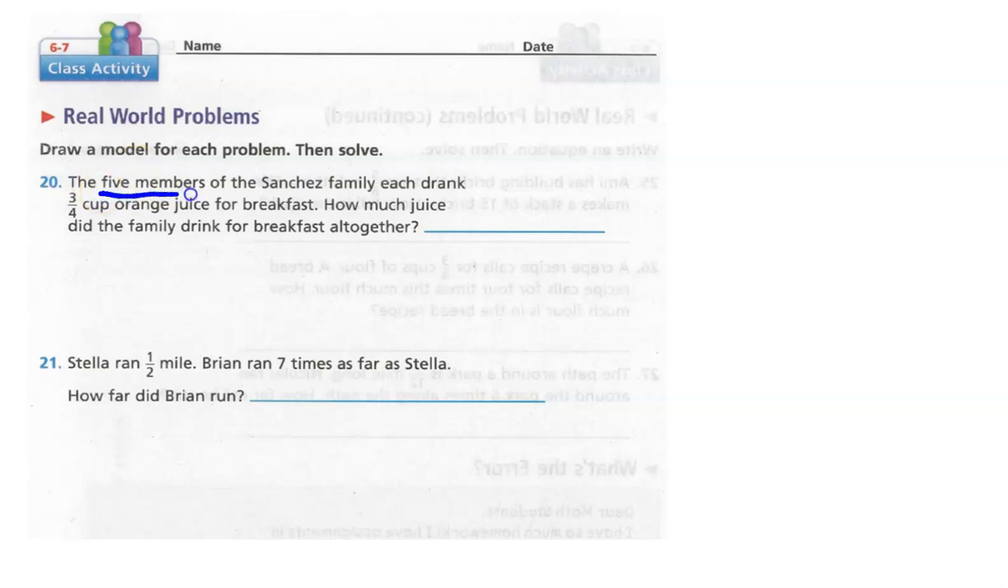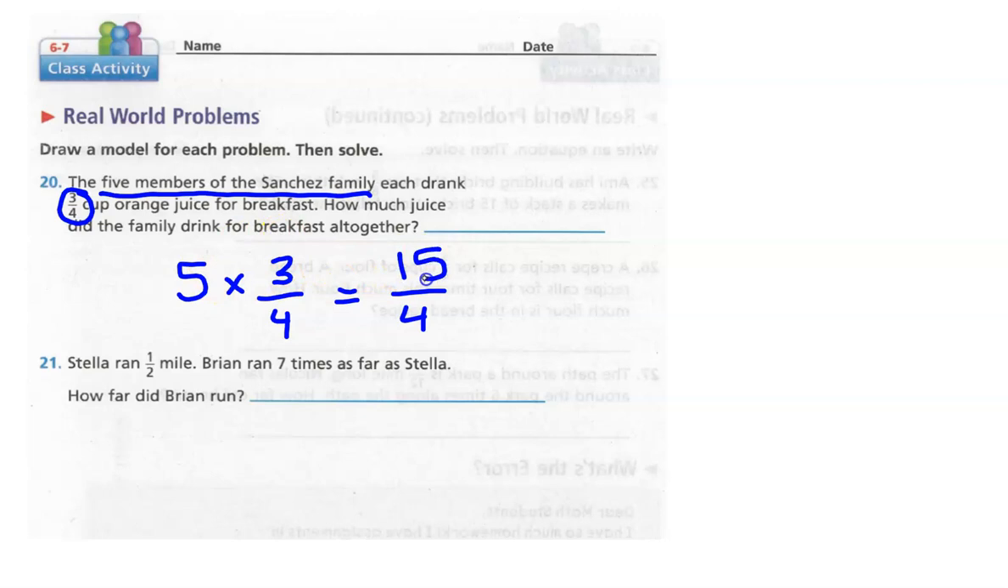We've got 5 members of the family, and each one is drinking the exact same amount. How convenient for our math problem. So we've got the 5 members of the Sanchez family times the 3/4 cup of juice that they are drinking. And then this is the same as we've been doing. 1/4 is the size of your share, so it stays the same. And you've got 5 full groups of those 3/4. So that's going to be 5 times 3, which would be 15.